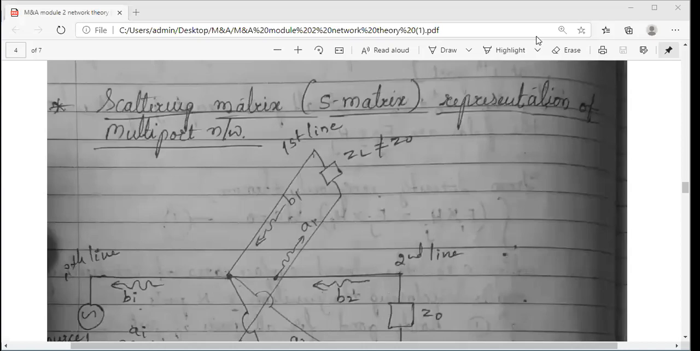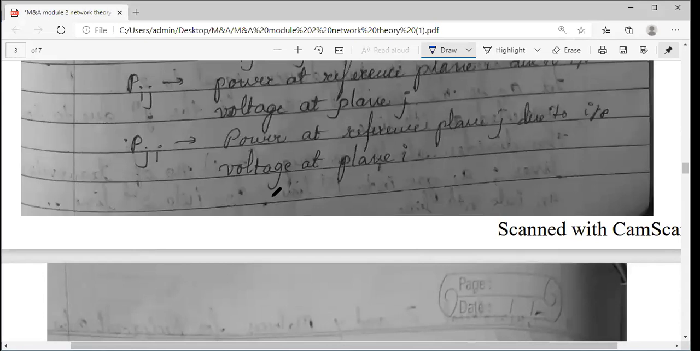In today's session, we are going to see this concept of S matrix representation for a multi-port network. Multi-port, see, more than 2 ports we will be having. In the previous session, we have seen an introduction about network theory for transmission lines, that is microwave network theory. For low frequency, you have already studied network theory.